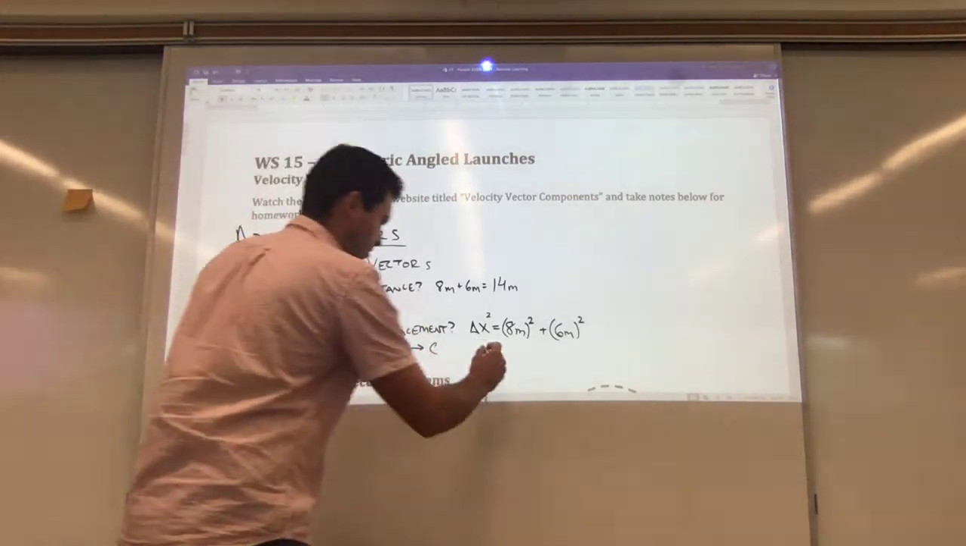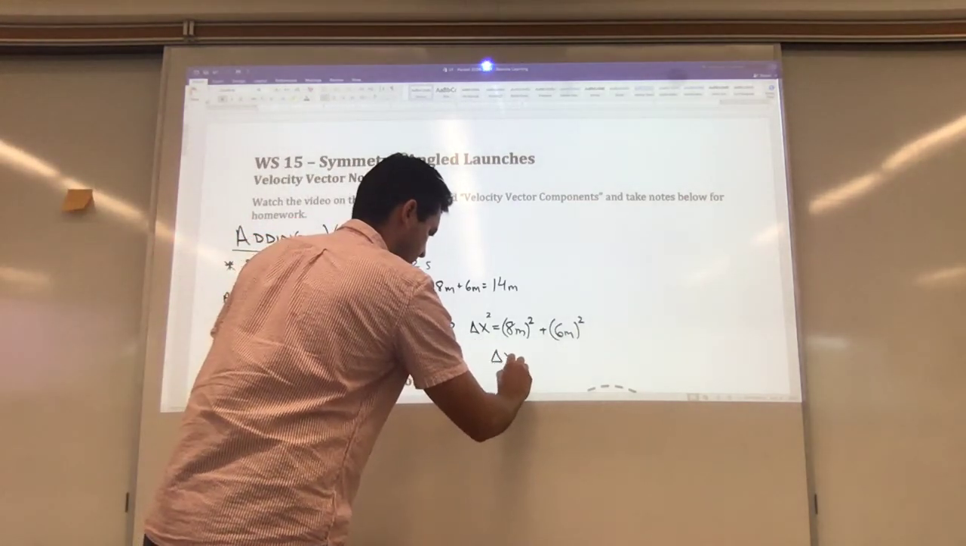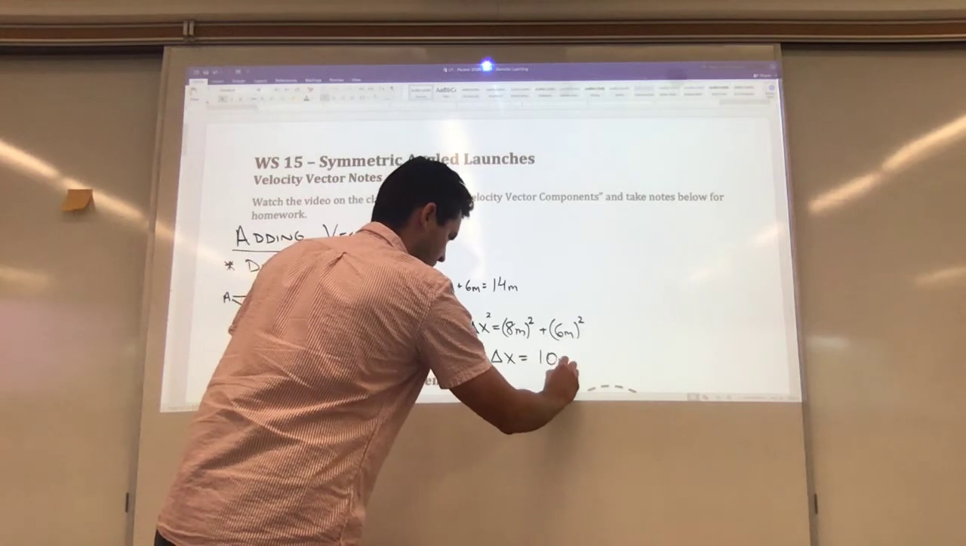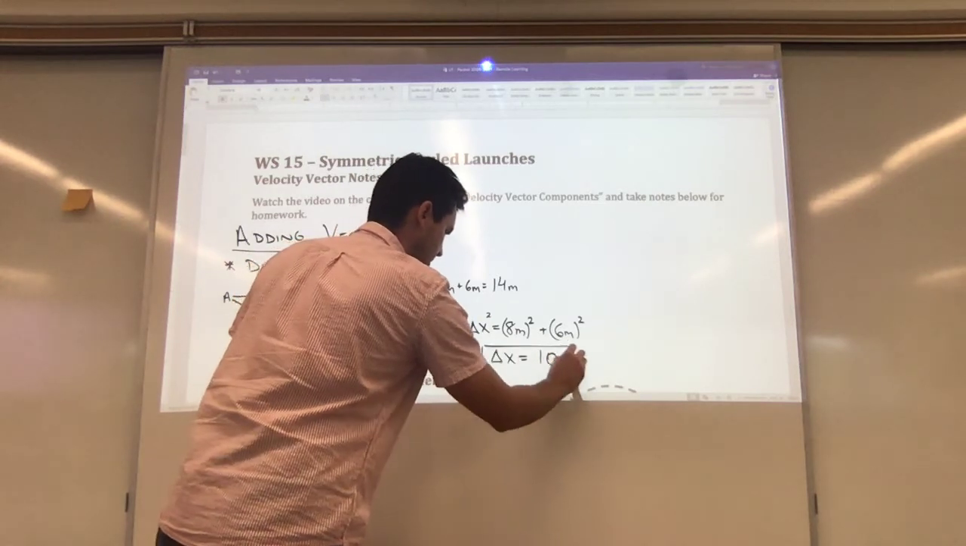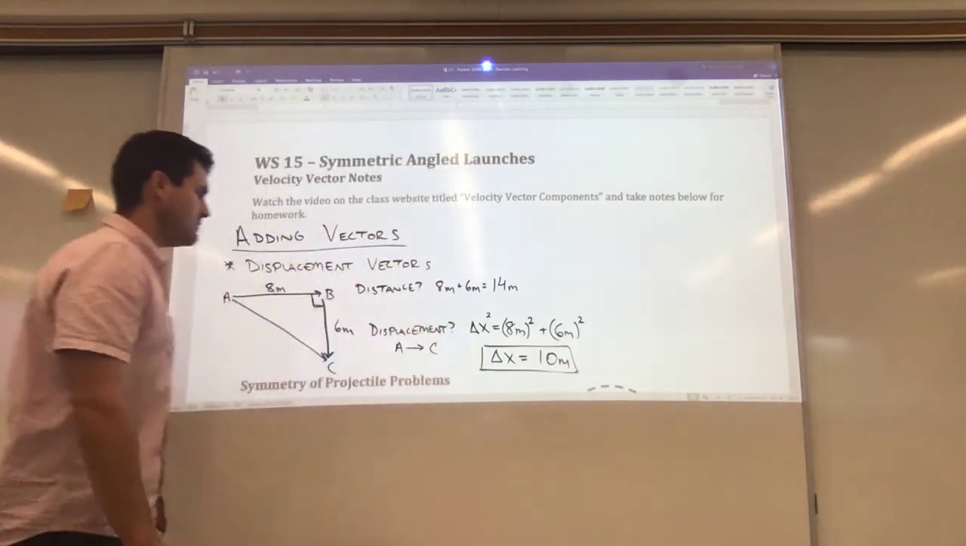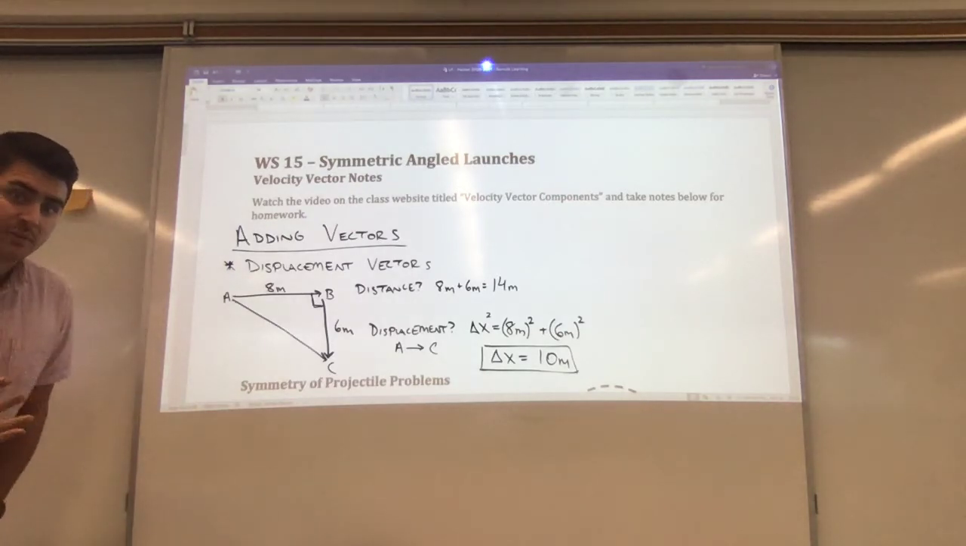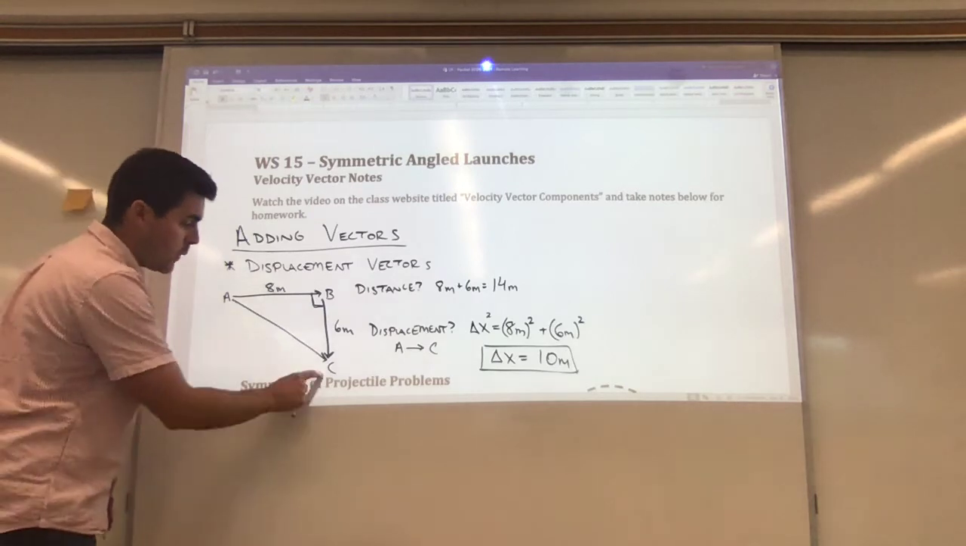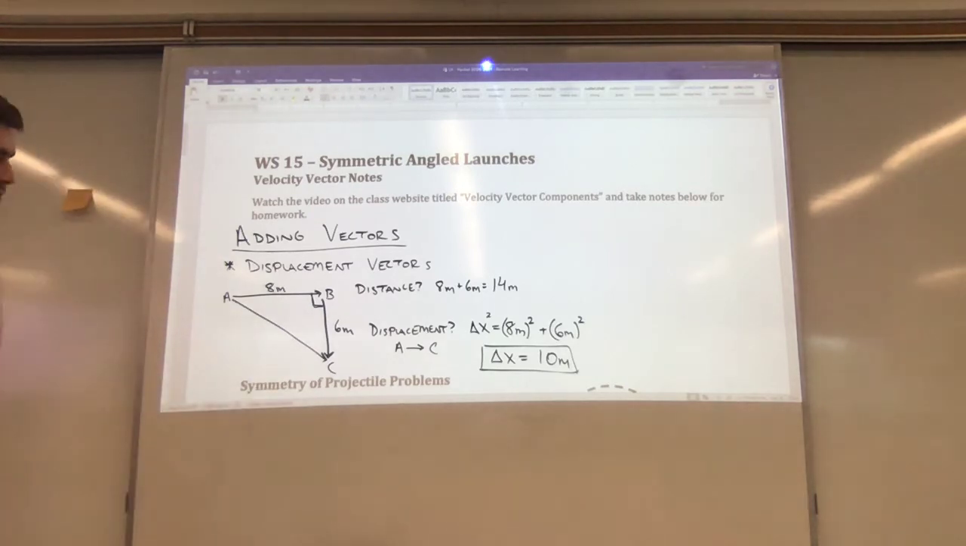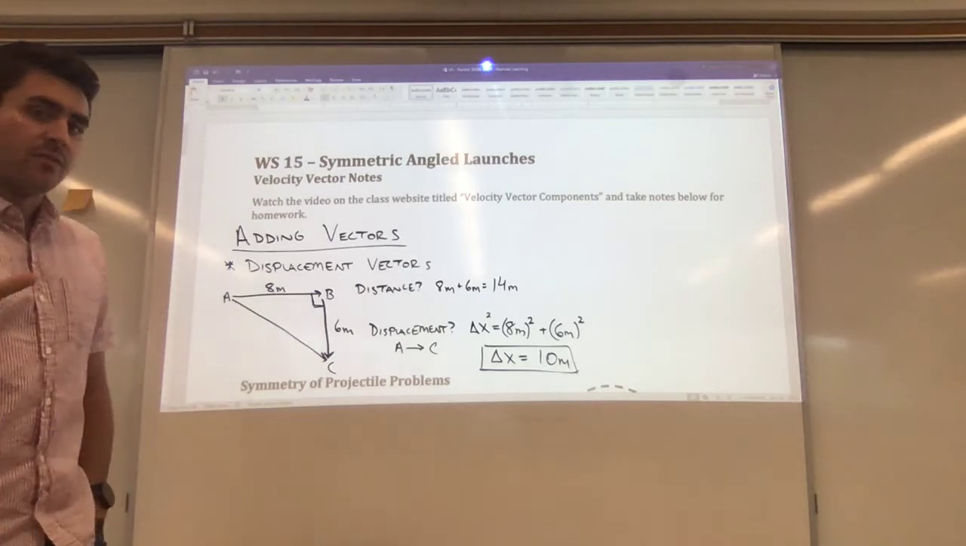I think this is one of those special triangles that ends up being 10 meters. I think it's a 3, 4, 5 triangle. So to answer my question, I have moved 10 meters from A to C. That is the magnitude of my displacement.